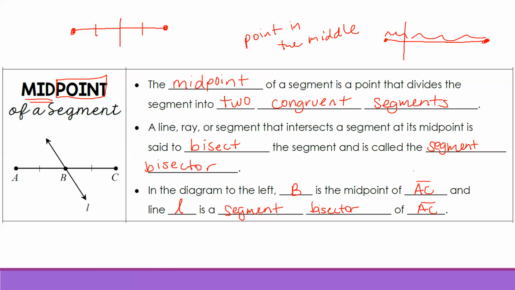And remember, we show congruence with these little tick marks. So these little tick marks mean that those two pieces are exactly the same size. That's what makes this point in the middle. If that wasn't the case, then this point wouldn't be in the middle.